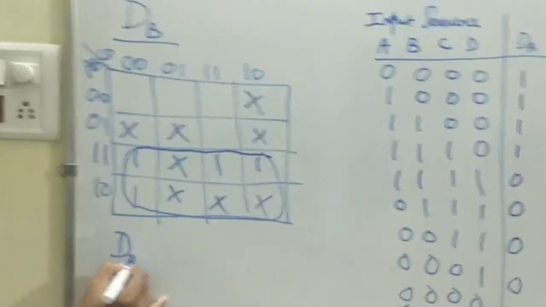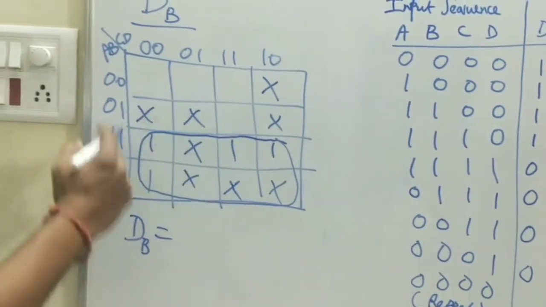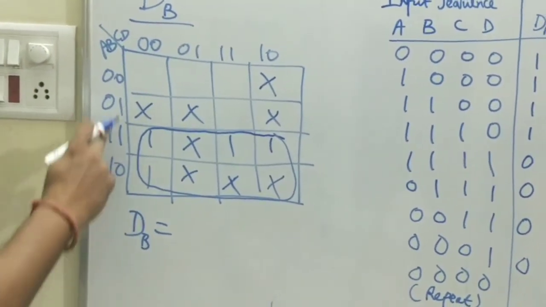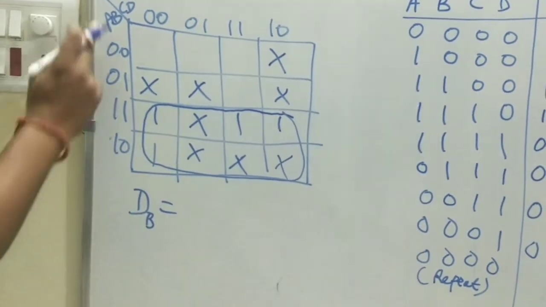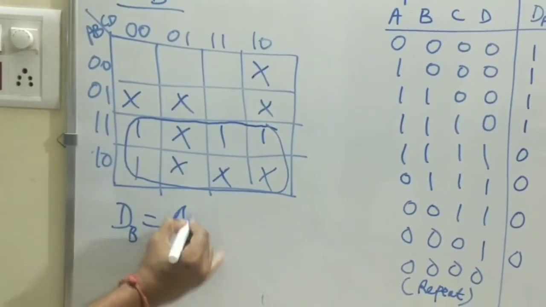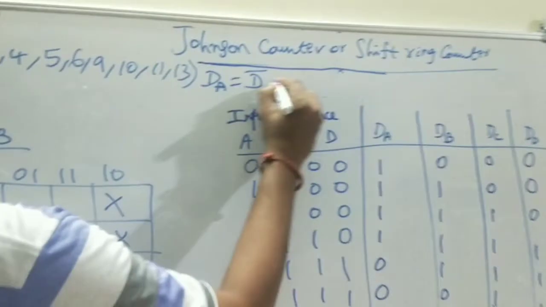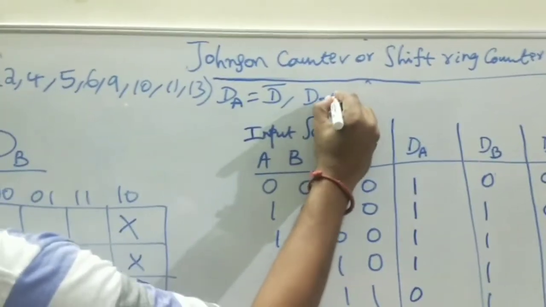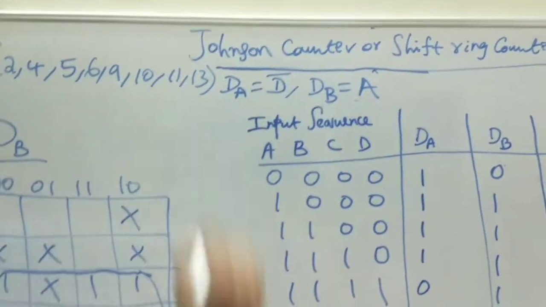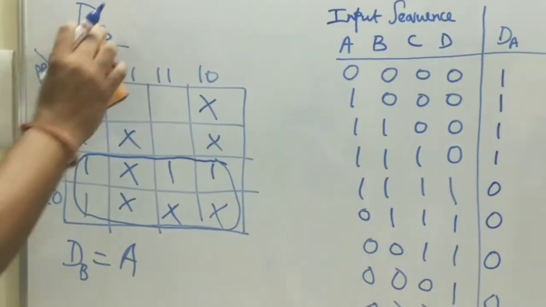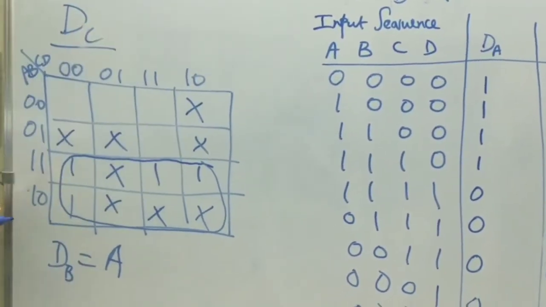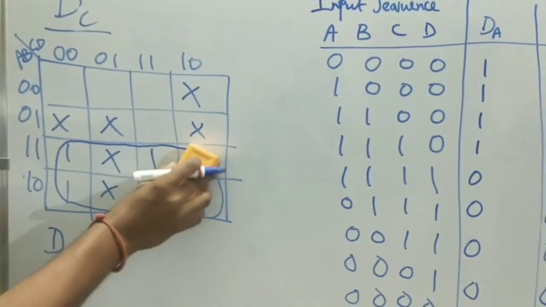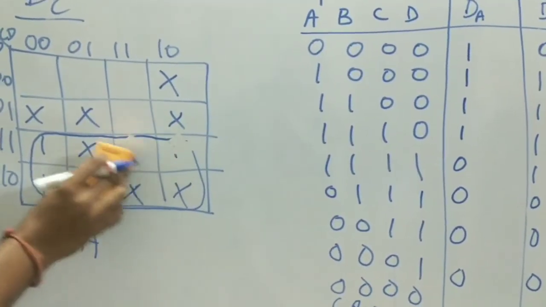So what is the value of DB? CD won't come. Okay, what is the value here? For DB, the common bit is 1, that corresponds to A. So for DB it is A. Okay, now we'll do it for DC. Without disturbing, we'll put the other terms. We'll leave the don't care terms as it is.